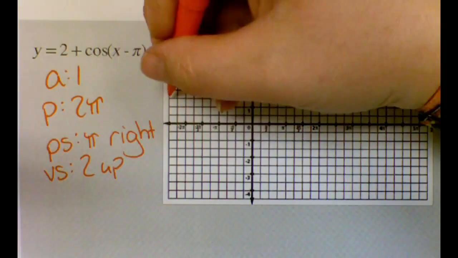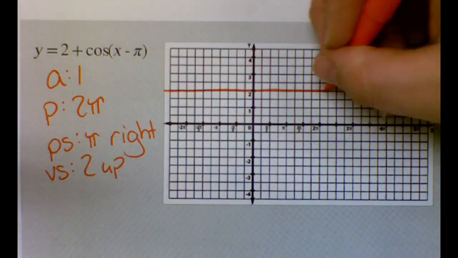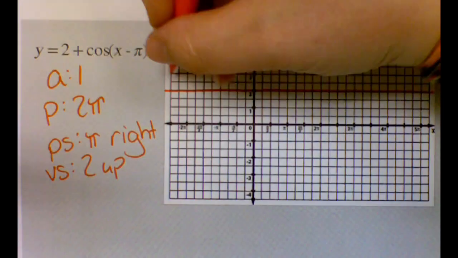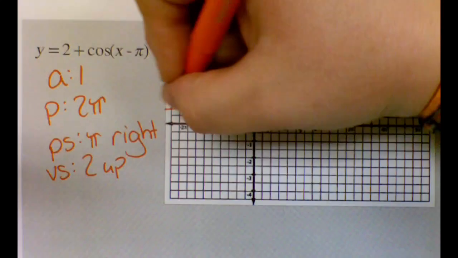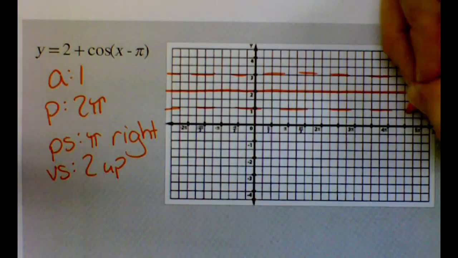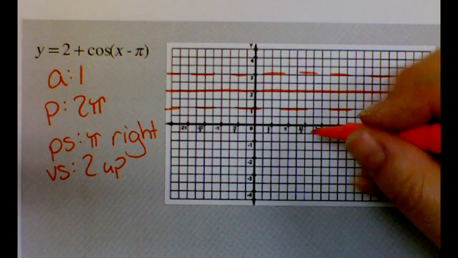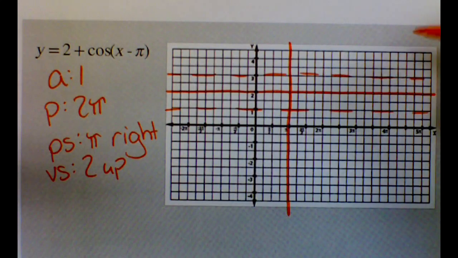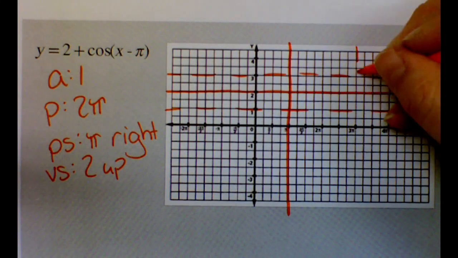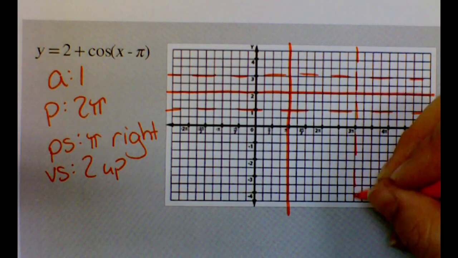I start off graphing my vertical shift. Make myself some dotted lines for the maximum and the minimum. My phase shift is pi to the right, so my y-axis is going to be there. My period is 2 pi, so the first one goes all the way out here to 3 pi.